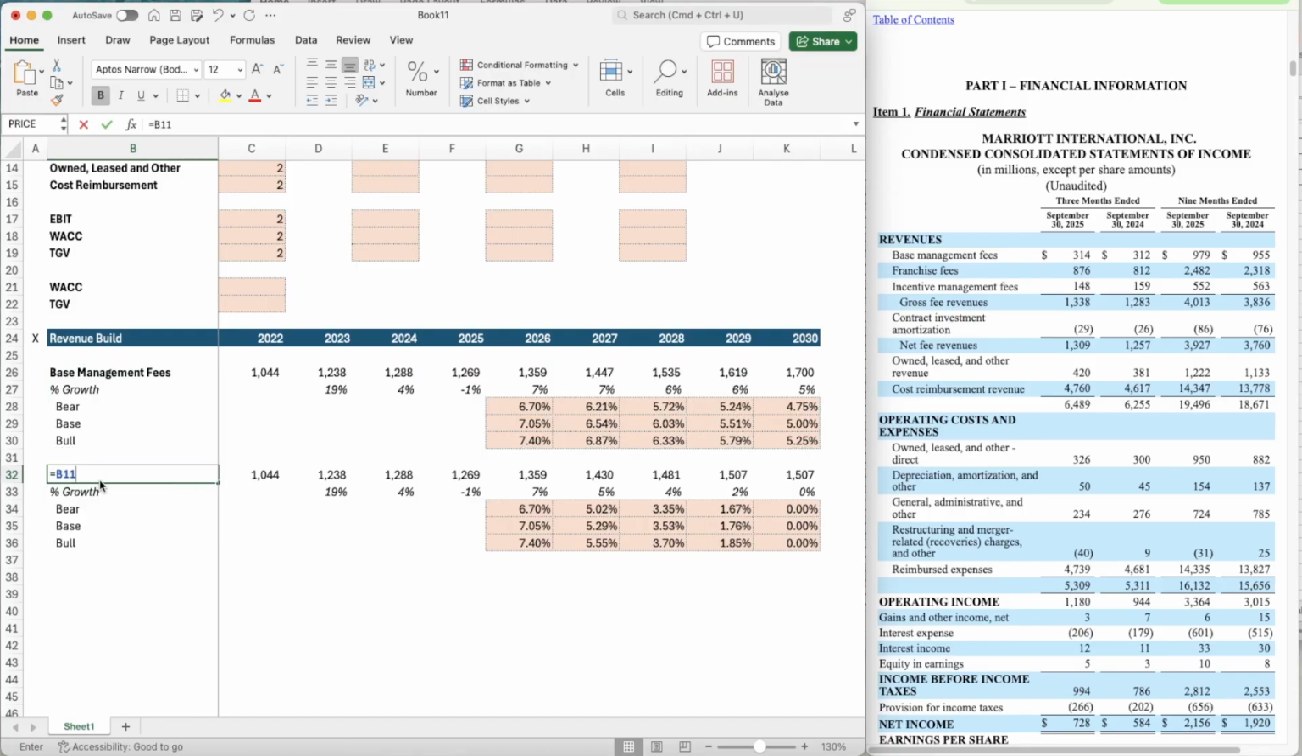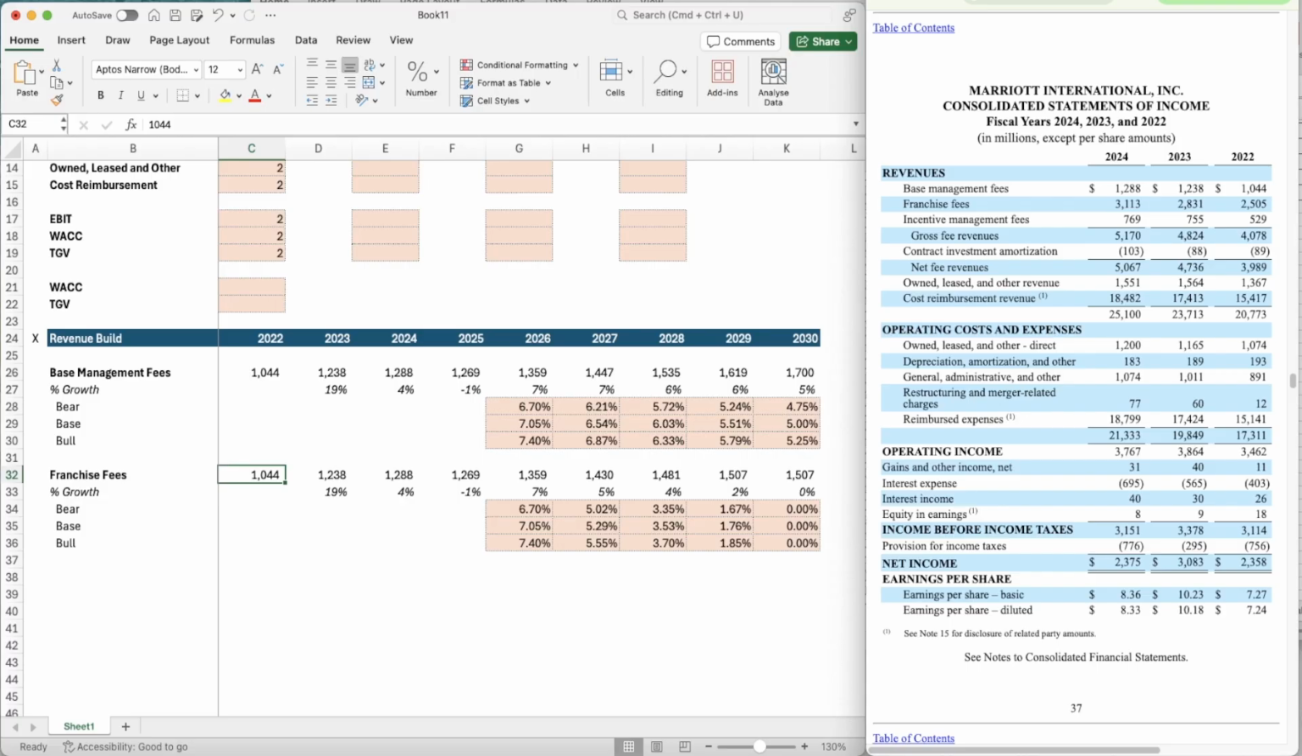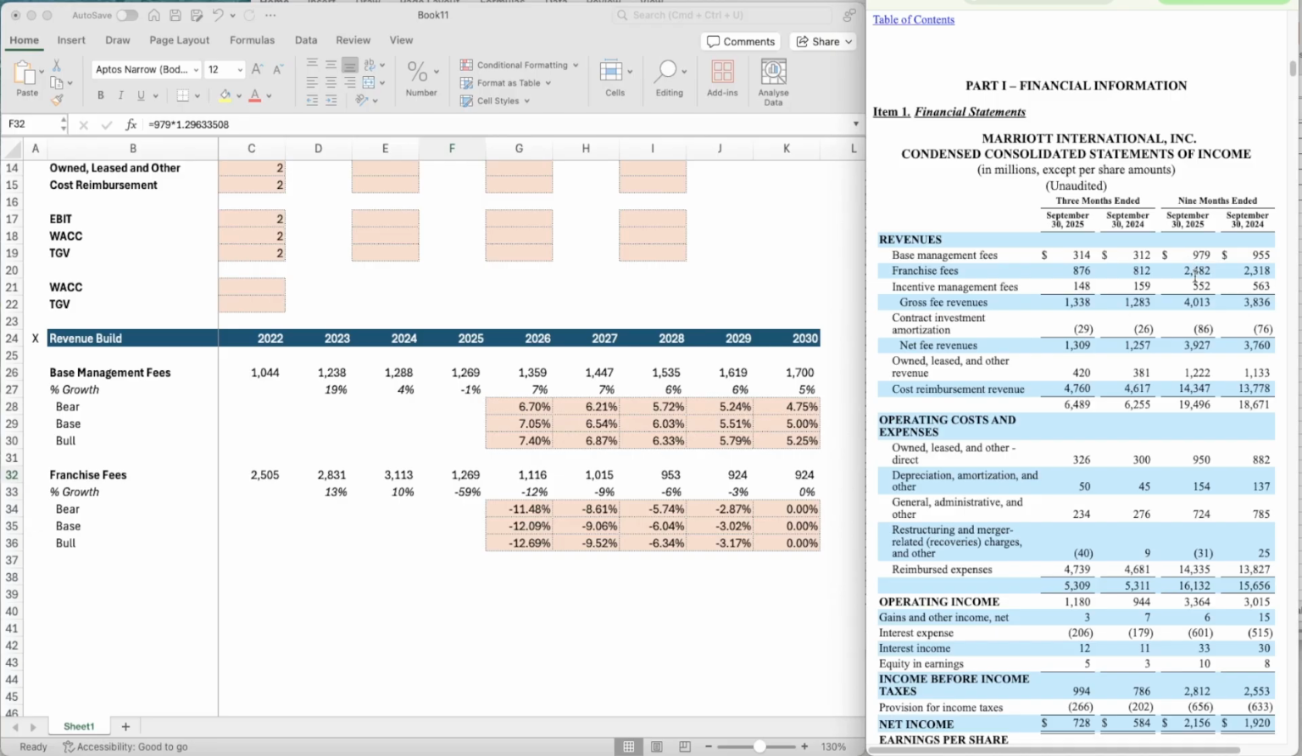Equal 11. So the base management fees is one that they have to pay irrespective. The franchise fees, I think, are the percentage of the revenue and the profit. 2505, 31, 313. Come back onto the 10Q.